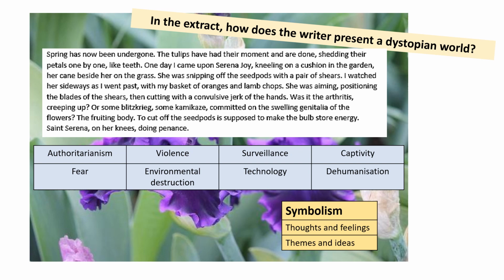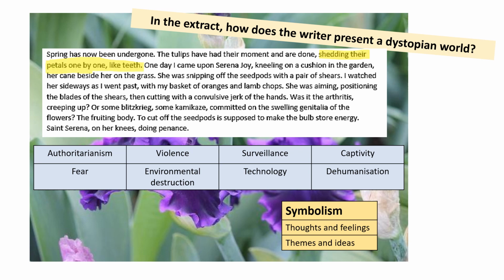She was aiming, positioning the blades of the shears, then cutting with a convulsive jerk of the hands. Was it the arthritis creeping up, or some blitzkrieg, some kamikaze, committed on the swelling genitalia of the flowers, the fruiting body? To cut off the seed pods is supposed to make the bulb store energy. Saint Serena on her knees, doing penance.